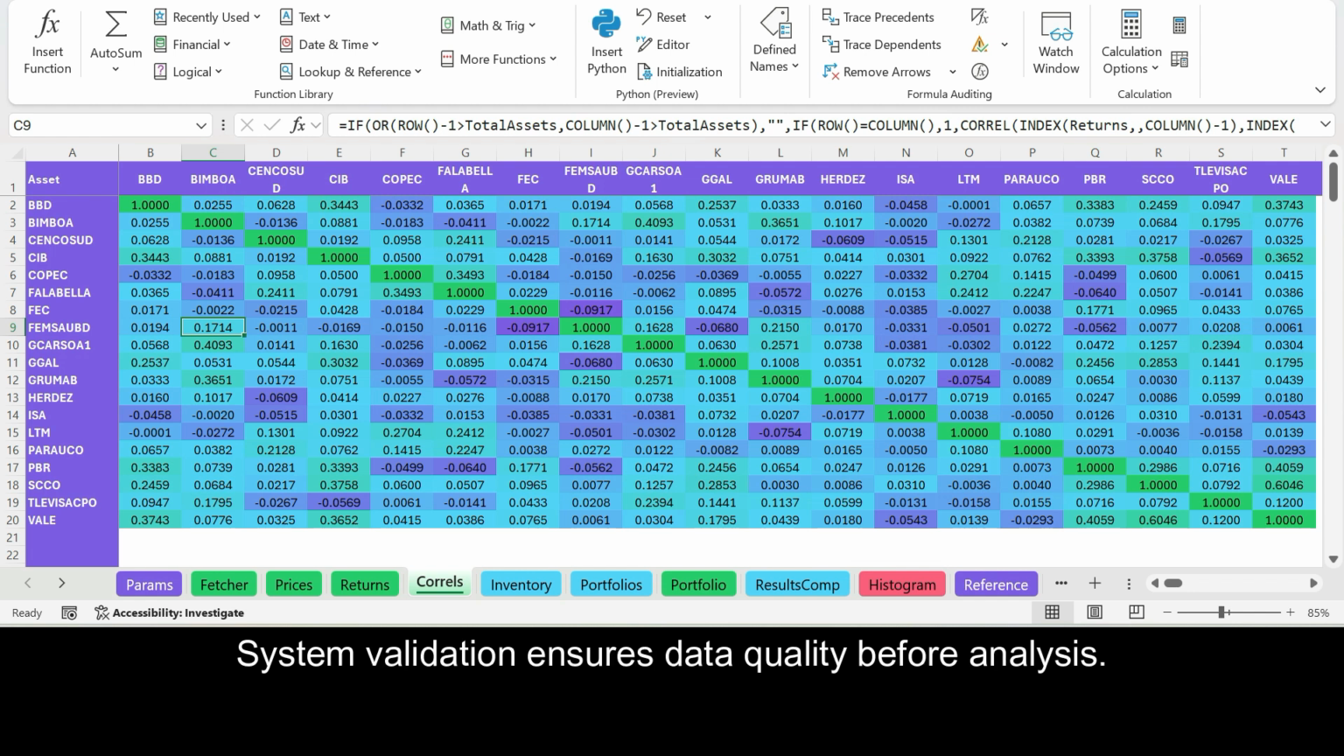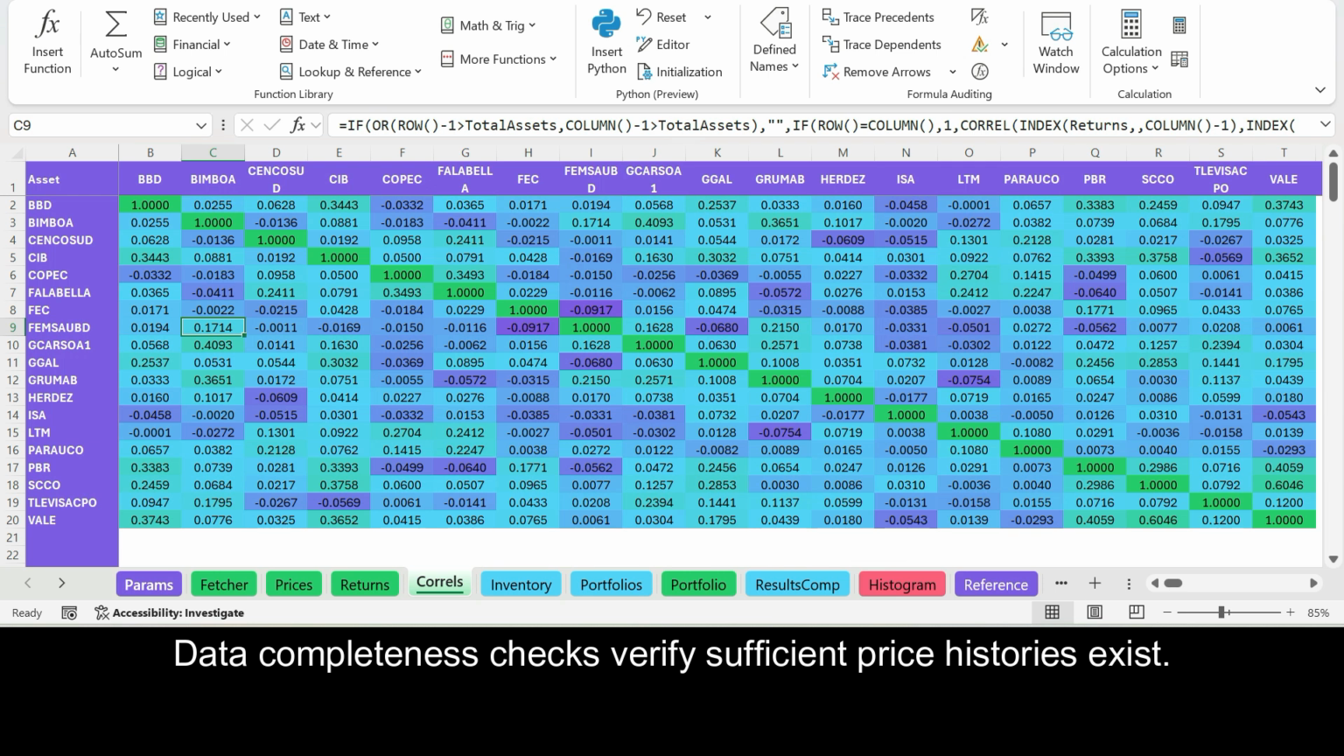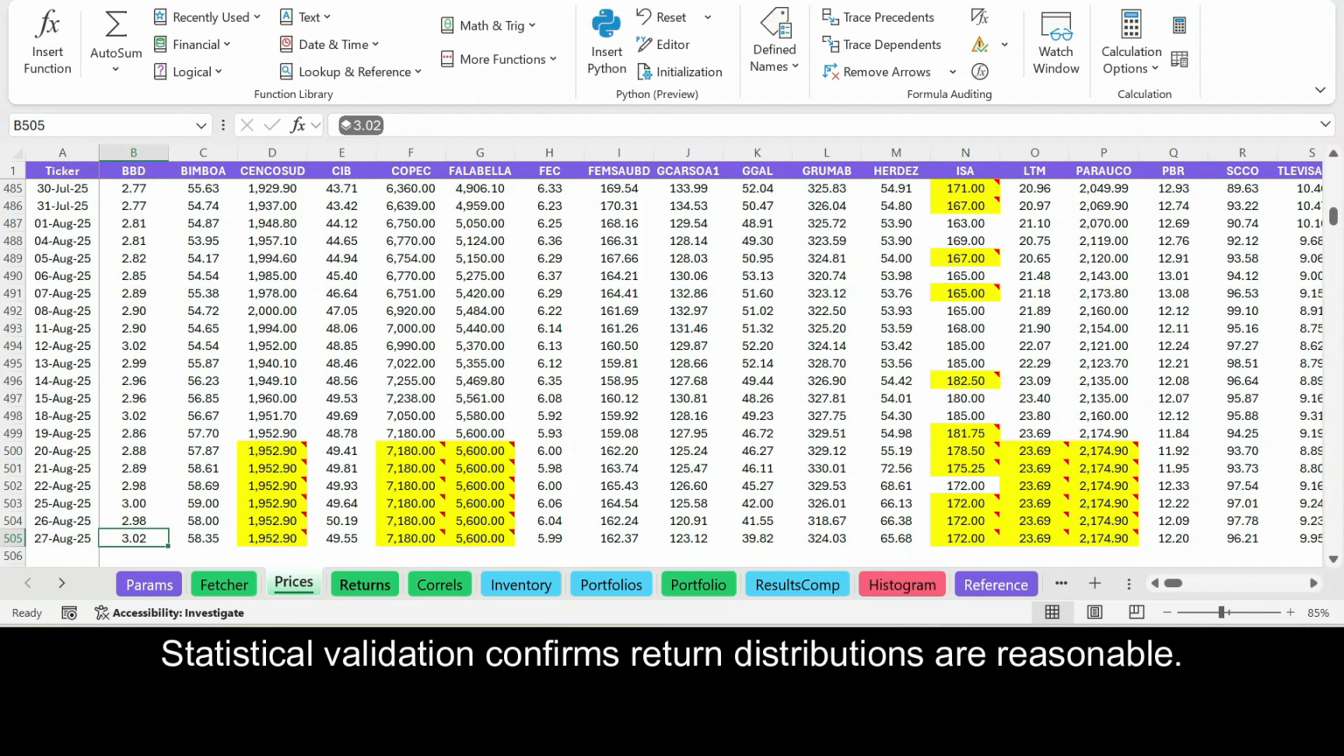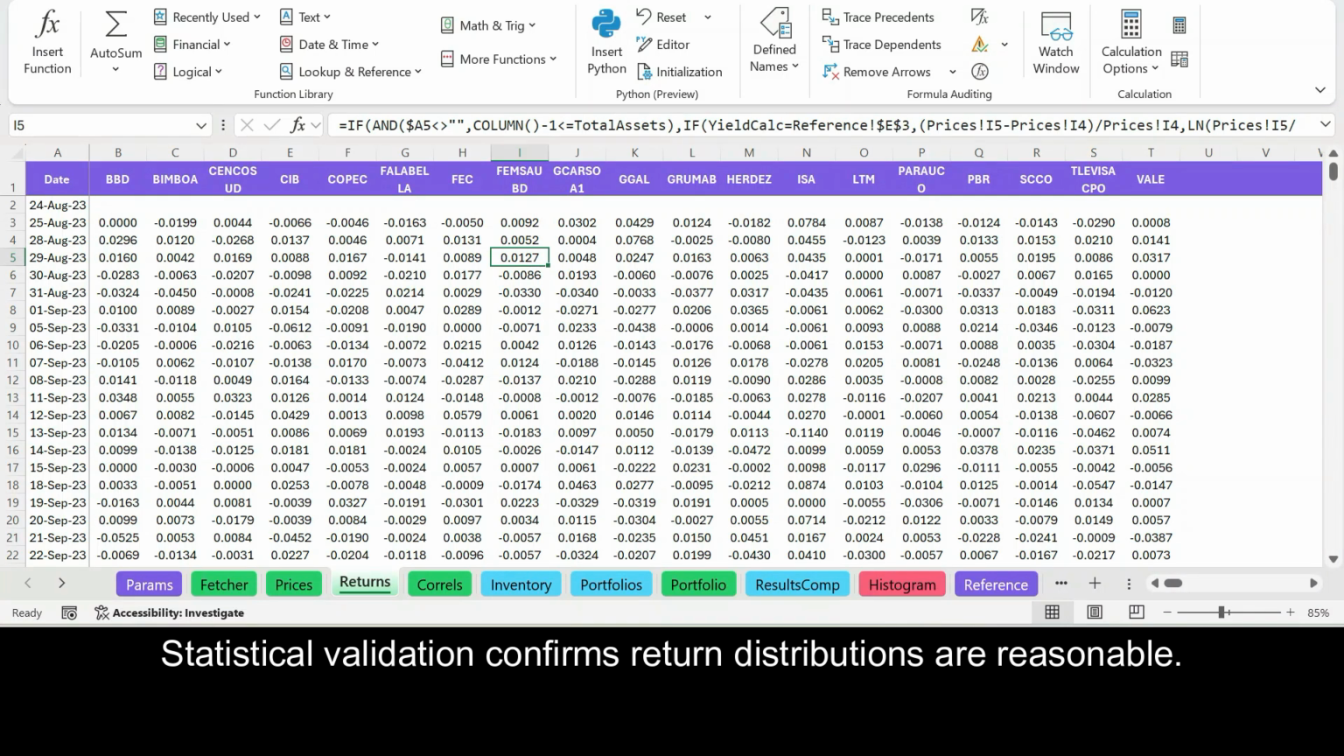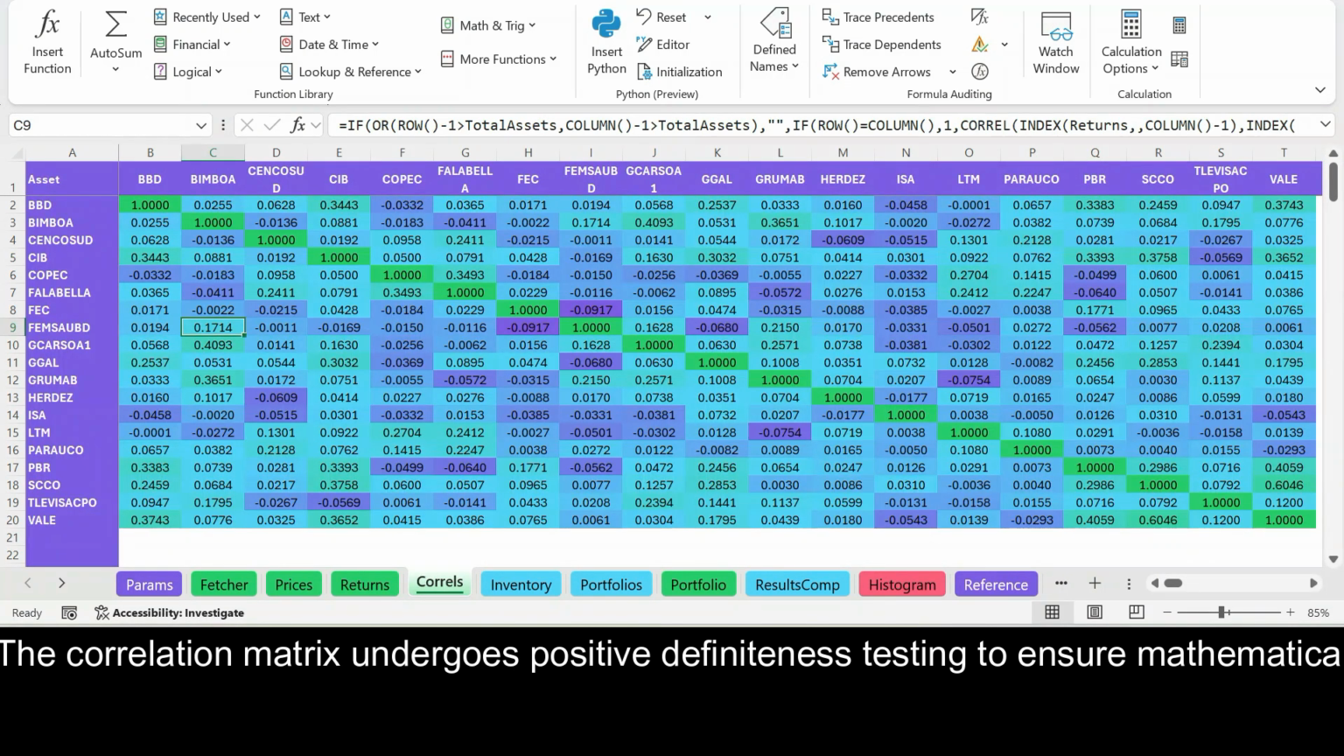System validation ensures data quality before analysis. Data completeness checks verify sufficient price histories exist. Statistical validation confirms return distributions are reasonable. The correlation matrix undergoes positive definiteness testing to ensure mathematical stability.